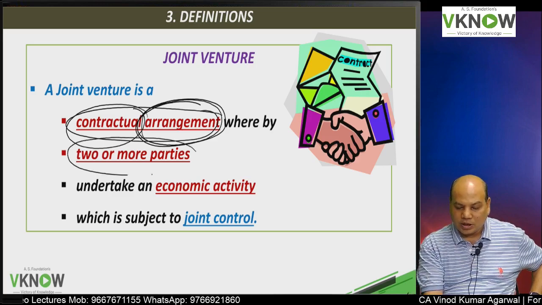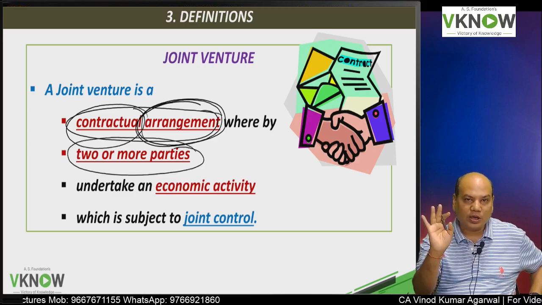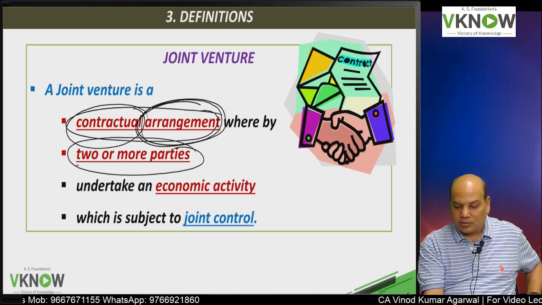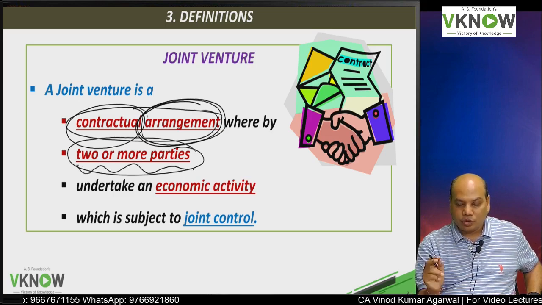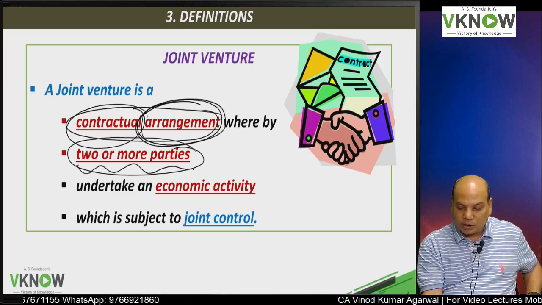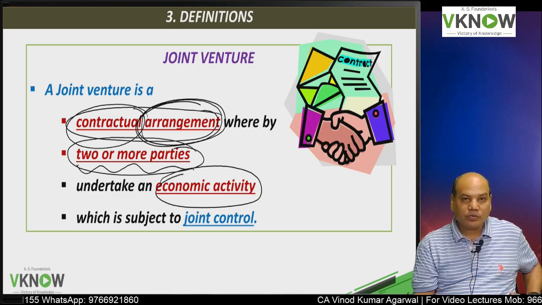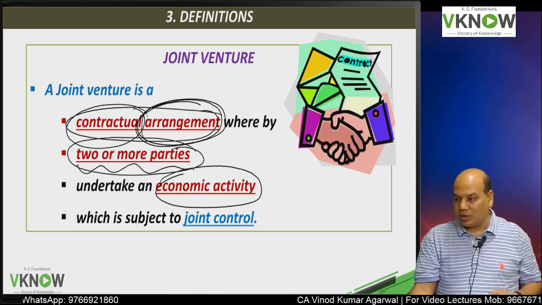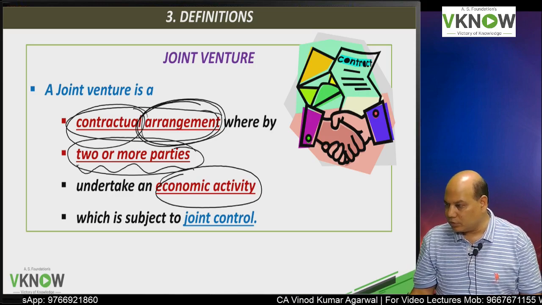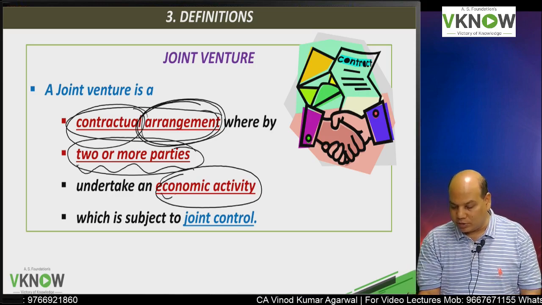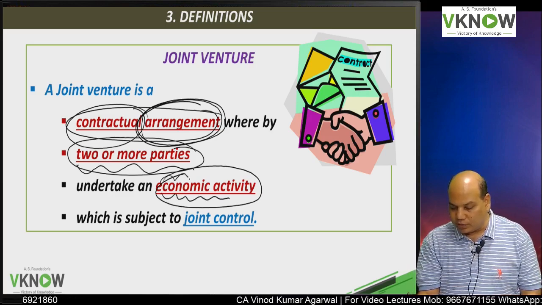How many parties are required? Minimum 2 parties. As per the standard, we need 2 or more parties to have a joint venture. The purpose of the joint venture is to undertake an economic activity. The purpose of joint venture should be economic activity, that is profit motive.